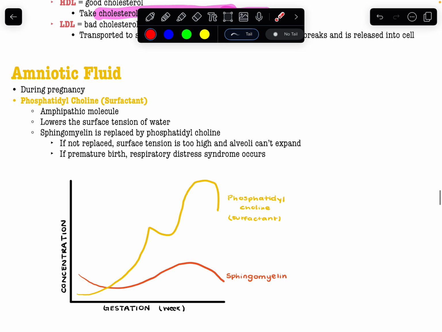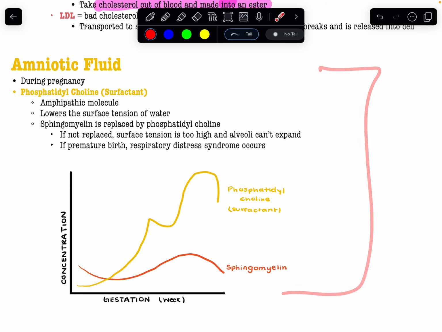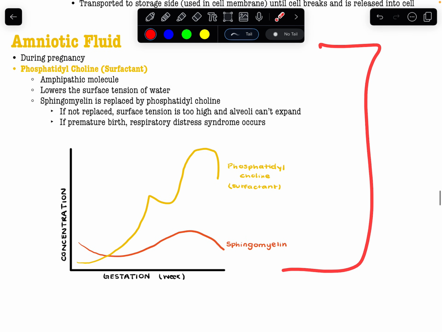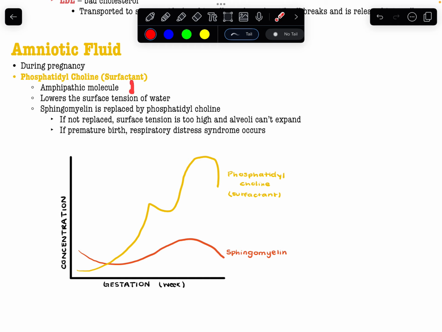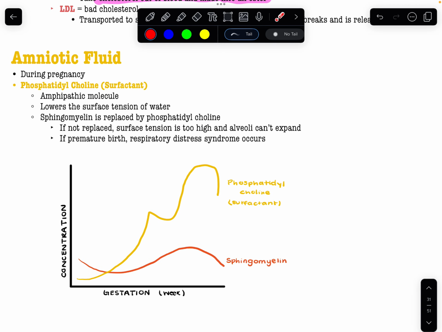All right. So last thing we're going to talk about here, amniotic fluid. Amniotic fluid is present during pregnancy. Biggest thing we need to understand is phosphatidylcholine. Phosphatidylcholine is a surfactant. Basically, what a surfactant does is it lowers the surface tension of water. As the baby is developing in the womb, there's liquid in the womb. When it reaches a developmental stage, when all these alveolar buds and bronchi start forming, the alveoli need to expand to start getting the process going to be able to take in oxygen and begin the respiration phase of development, or set up for when it's birthed.